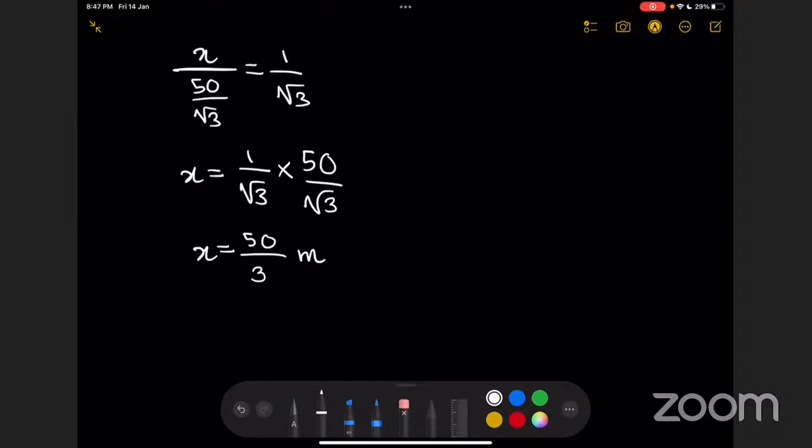I can simplify this. In the book, it's 16 2 by 3, so I'm just going to simplify this. So it's one and the same thing. Yeah.